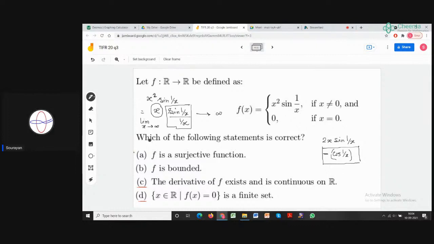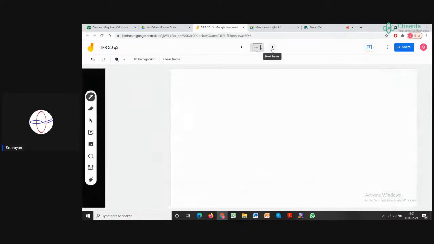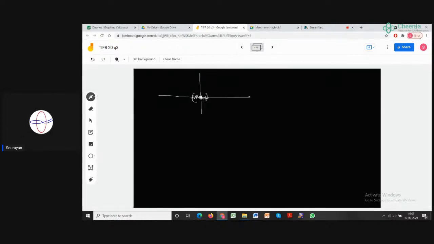Since it's an MCQ, by option elimination, you can say that f is a surjective function. But how do we mathematically understand that f is itself a surjective function? So we are trying to prove that the function is surjective. This is what we need to show.